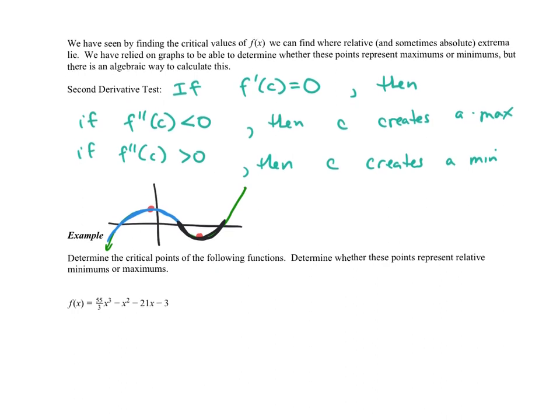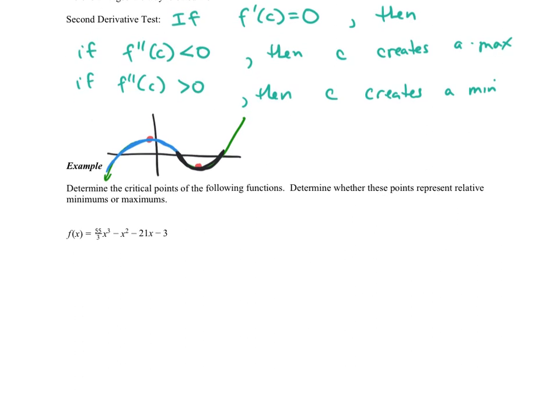So let's try an example where we figure out if we have max or mins. And I picked this problem because I think it's going to be kind of a tricky one to factor. So if I take the derivative, I get 55x squared, because that 3 comes down and cancels, minus 2x minus 21. And I'll also need my second derivative eventually, which is going to be 110x minus 2.